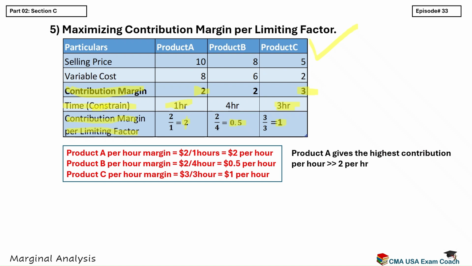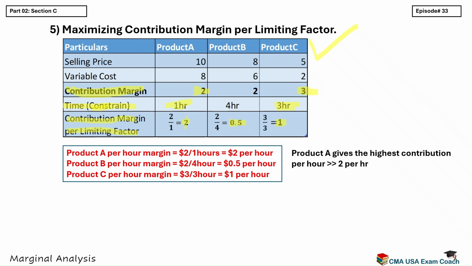In this case, Product A is the most profitable choice when measured by contribution per unit of the constraint. That's why the company should allocate more production capacity to Product A. This approach ensures that the limited resource, in this case time, is being used in the most profitable way possible. And this is exactly what we mean by maximizing contribution margin per limiting factor.